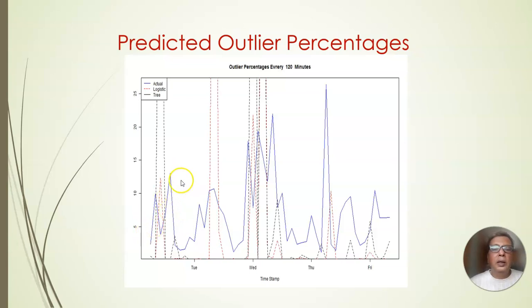The blue line is the actual outlier percentages every 120 minutes, and the days are running from Tuesday, Wednesday, Thursday, Friday. And these dotted lines are predictions of the outliers, which more or less match the actual. I'll stop here.